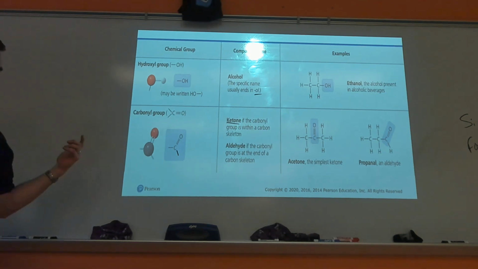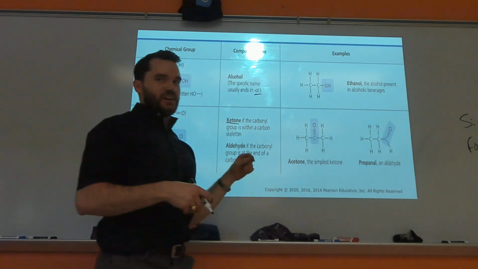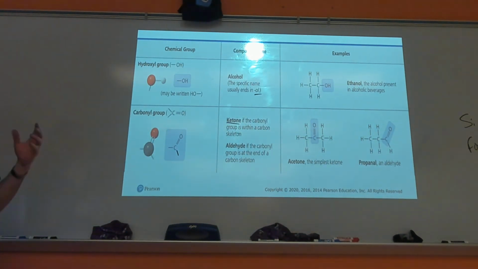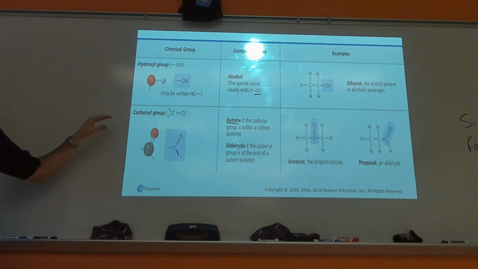I think the hide is like the end. The aldehyde is a carbonyl group, but it's at the very end of that chain. Okay? I don't really care if you know ketone versus aldehyde, but you do need to be able to recognize that carbonyl group, the carbon double bonded to an oxygen.